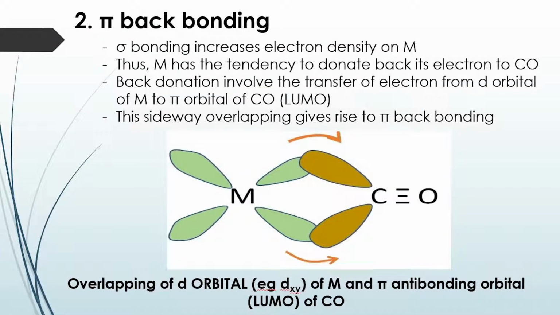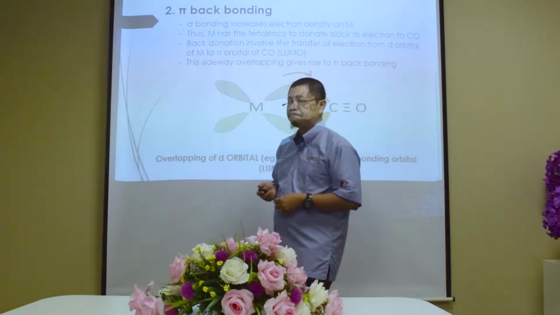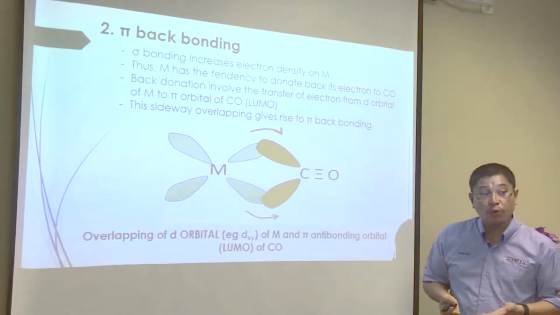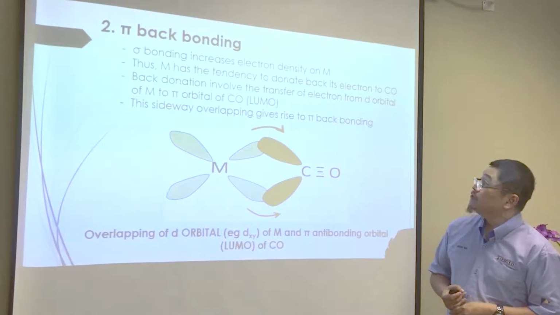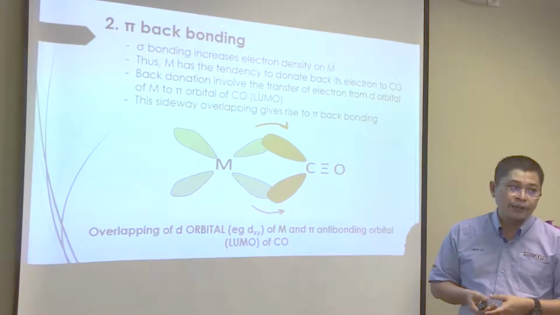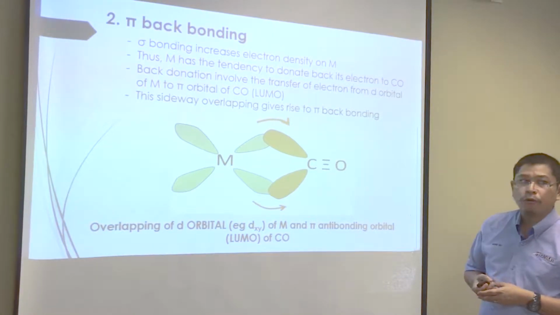Now, the second type of bonding refers to pi back bonding. In the process of producing sigma bonding, it will increase electron density on M. Now, when M has that extra electron density, it will have the tendency to donate back its electron to CO. This back donation involves the transfer of electron from d orbitals of M to pi orbital of CO, which refers to the lowest unoccupied molecular orbitals.